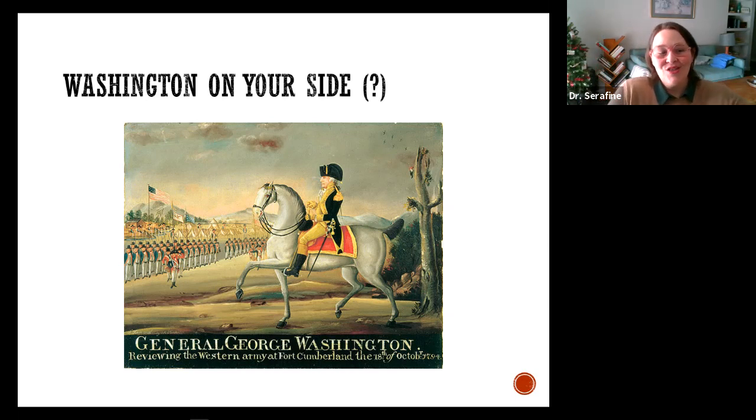For them, this is still the revolution. This is the same ideas that inspired their, not complicity, but their participation in the revolution. They're ready to keep it going. We don't want to pay higher taxes now under the United States than we did under Britain. Washington says, nope, time to go home.